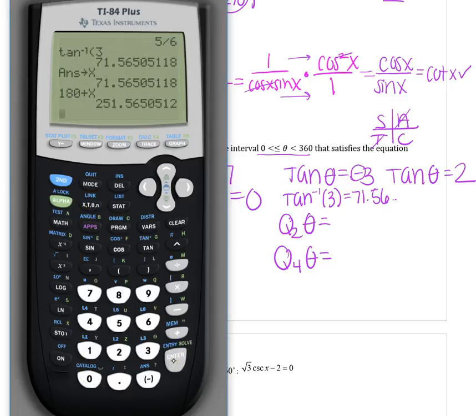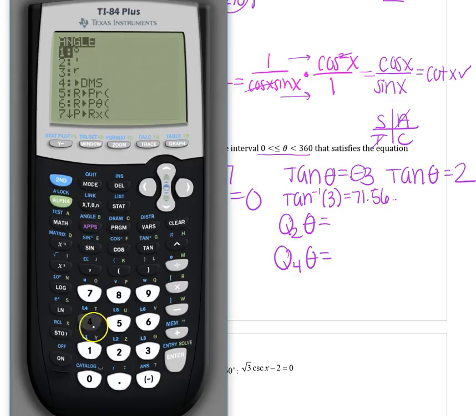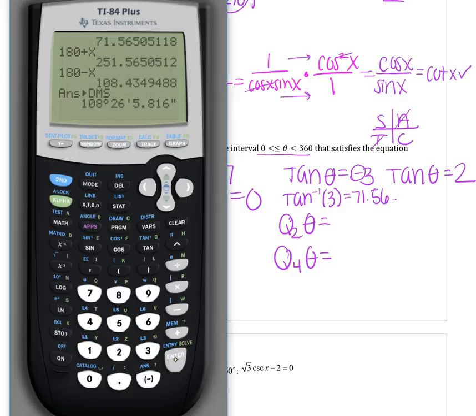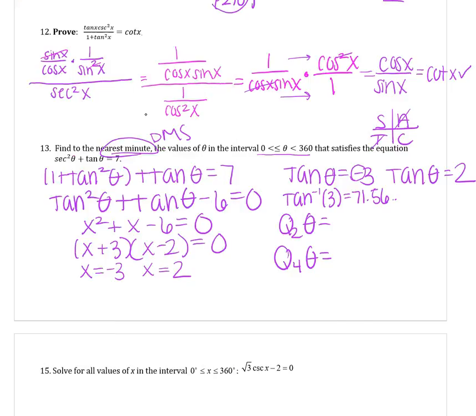Okay, so 180 take away the reference angle. So 251.56. However, I just realized I did plus x. That would be quadrant 3. Never mind. So 180, take away the reference angle. There we go, 108. Now we're going to convert this using DMS. So second apps, option 4. Okay, so 108 and 26 minutes. This is only 5 seconds, so we're not going to round up.